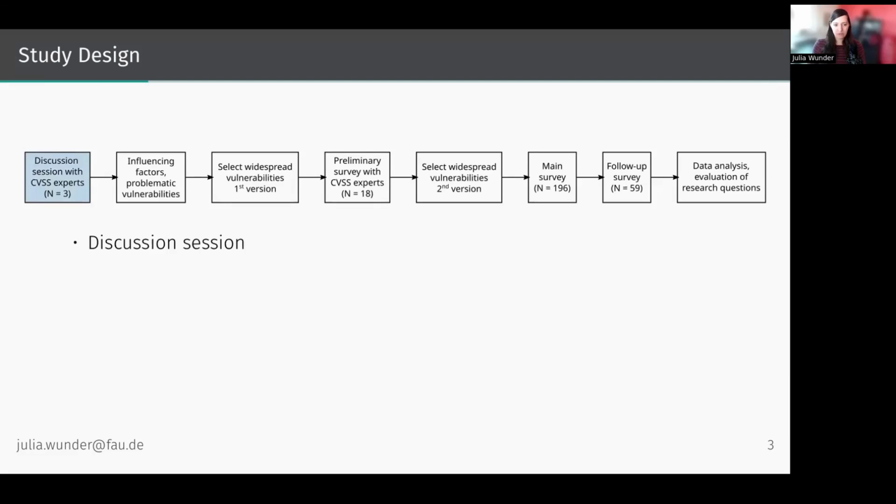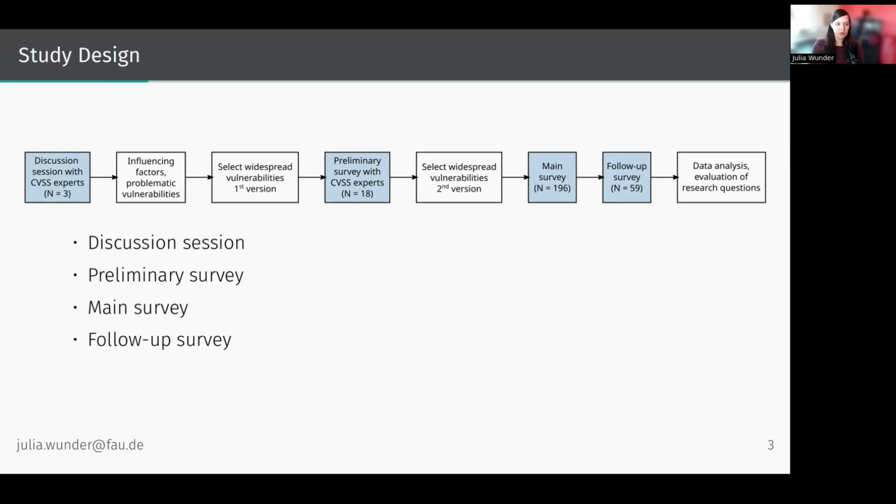And to make sure that these selected vulnerabilities are suited for the main survey, we conducted a preliminary survey with 18 CVSS experts. After this, the selected vulnerabilities were slightly adjusted, and we conducted the main survey with 196 participants. And after this, 9 months later, we also conducted a follow-up survey in order to analyze if CVSS evaluations are also consistent over time. And in the end, we did the data analysis and evaluation of our research questions. In this talk, I will present each of these 4 key points in our paper.